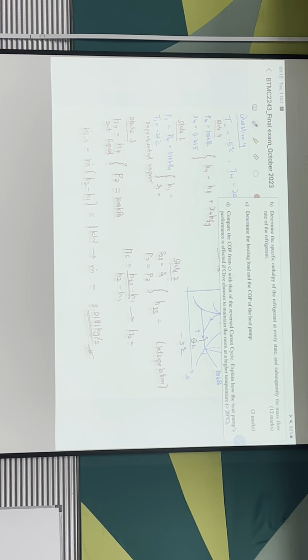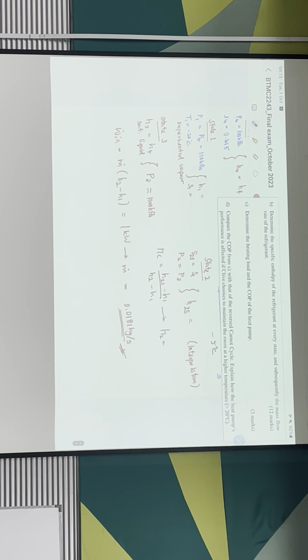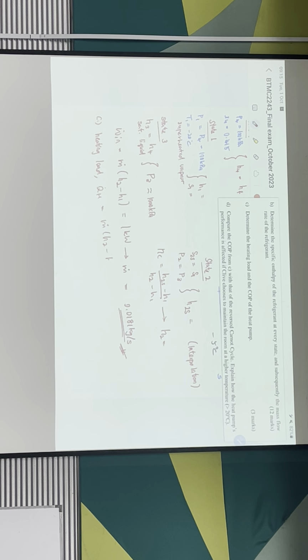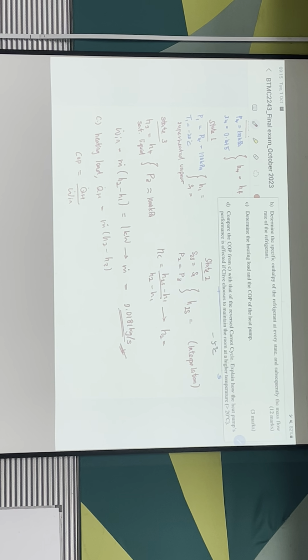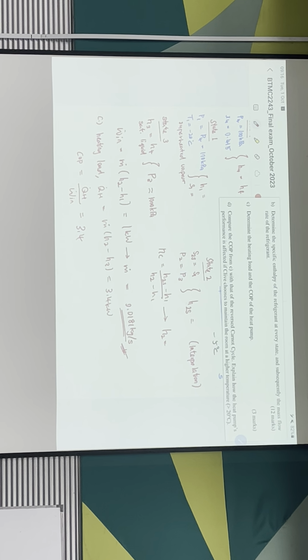Okay, then let's quickly finish this up. So then C is just the heating load. So heating load is essentially QH. So this is just m dot times H2 minus H3. And then COP for heat pump is just QH over work in. So this should give you approximately 3.4. Yeah, because divided by 1.